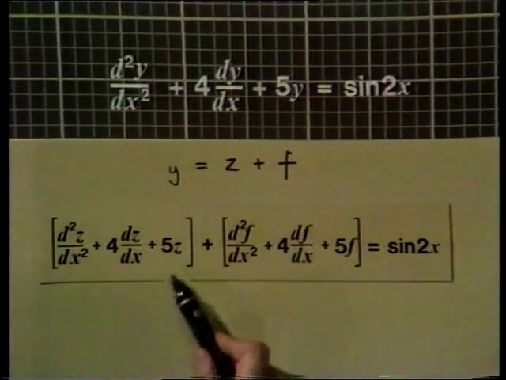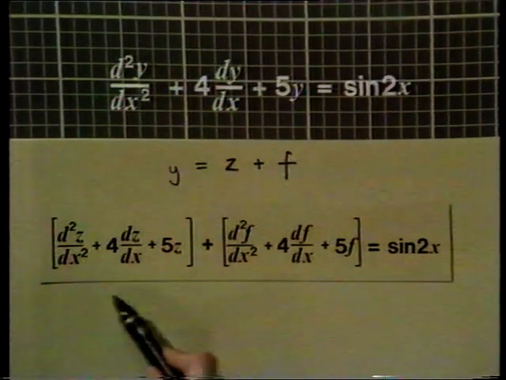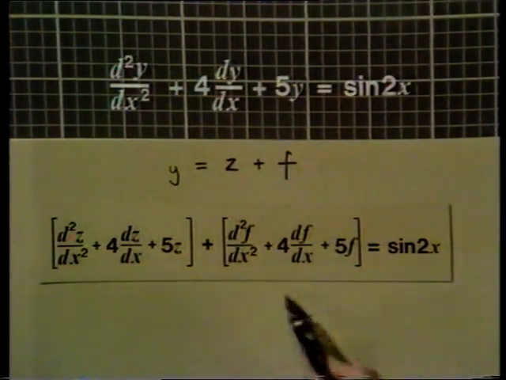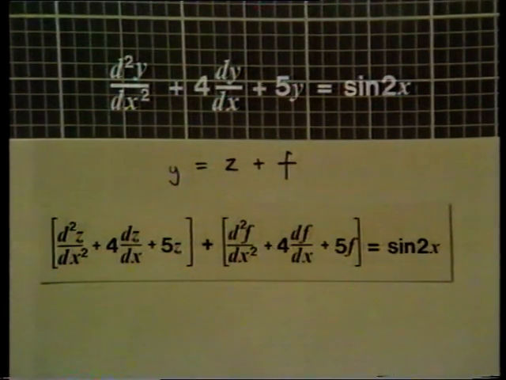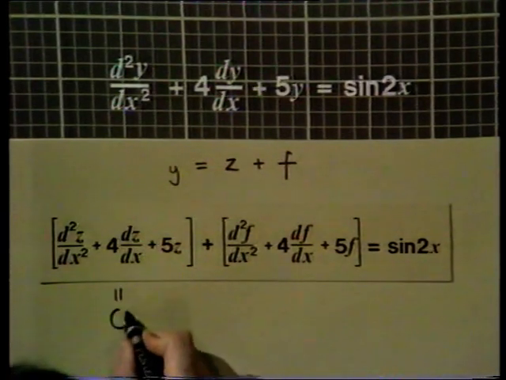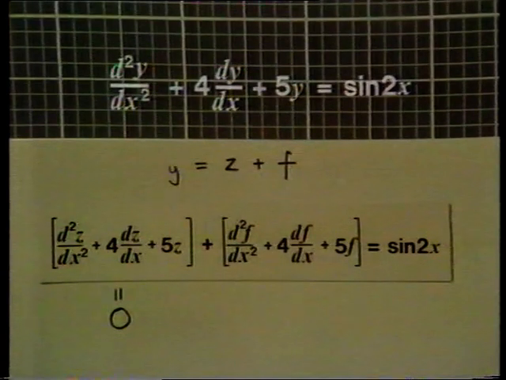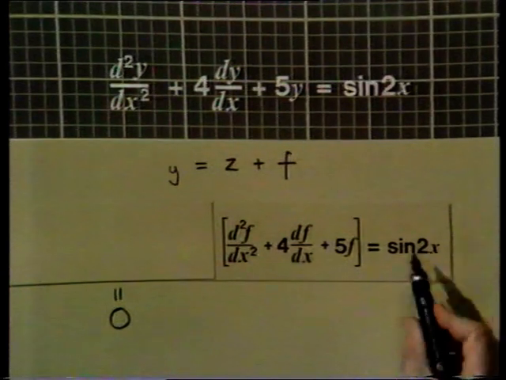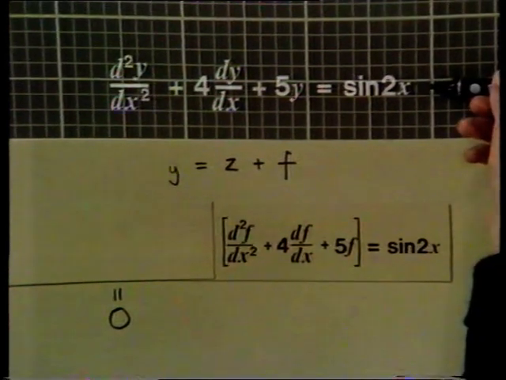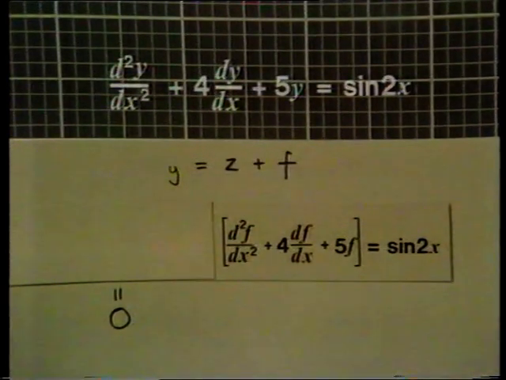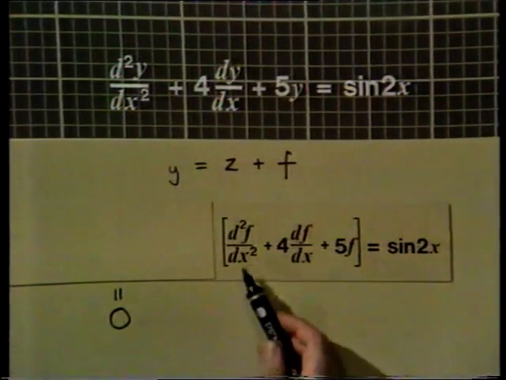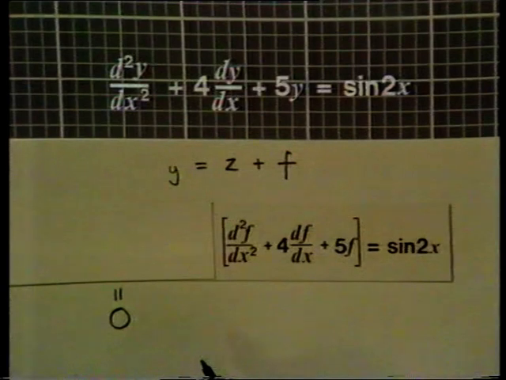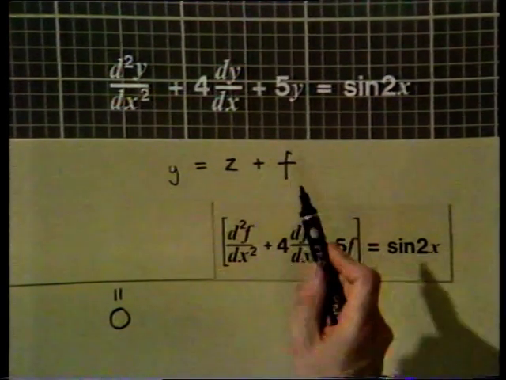So, all I've really done is to rearrange these terms involving z, collect those all together, and to collect together these terms that involve f. Right. Well, suppose I let this bracket be equal to naught. If that bracket is equal to naught, then this bracket must be equal to sine 2x. And that's just the original equation I started off with. Now you can show for yourselves, I'm not going to do it here, but you can show using phasors that there is a sinusoidal solution to this equation. So that f is a sinusoid.